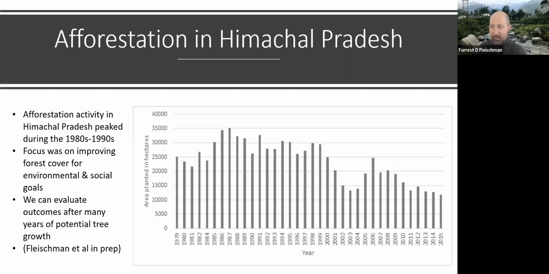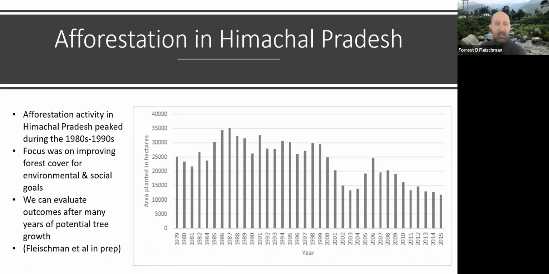We were able to obtain extensive data from the government of Himachal Pradesh on their afforestation activity. And so what you can see in this graph is afforestation activity from 1979 to 2015. And I want to point out a few things. First of all, as I said, it's good to evaluate forest restoration decades after it happened, because that's when you should start to see benefits. Trees take a long time to grow. The peak time for planting trees in Himachal Pradesh was from the mid-1980s till about 2000. That's when they were doing the most. As you can see, they're doing much less than they were back then.